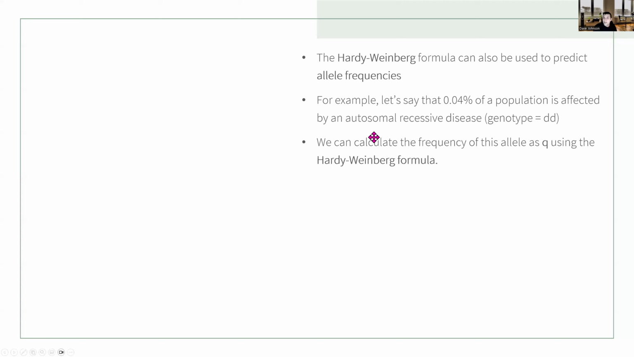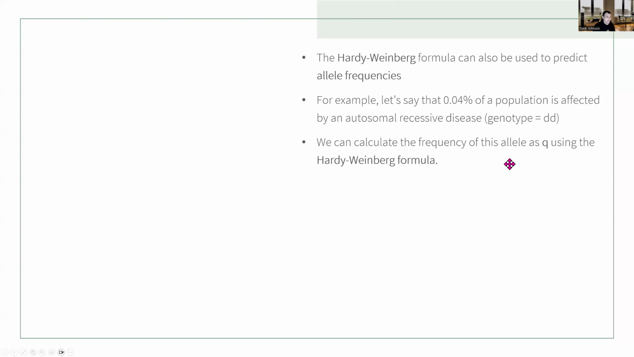So how does this work? First off, we do know the phenotypic frequency of this disease. So we can calculate Q, because we know that in order to have this disease, you have to have this particular genotype, little e, little d.